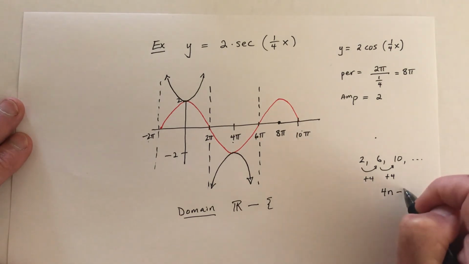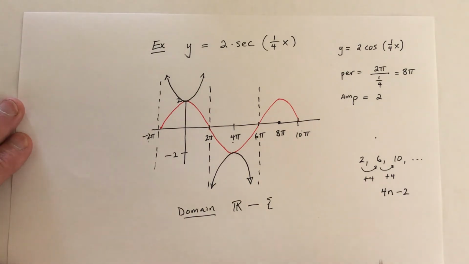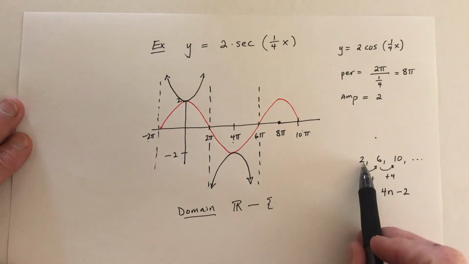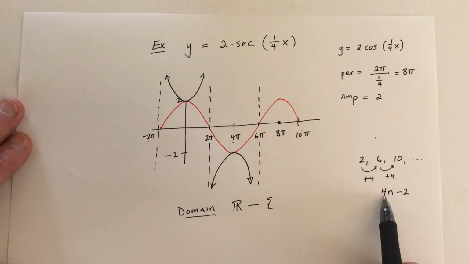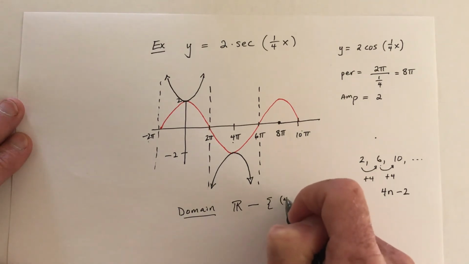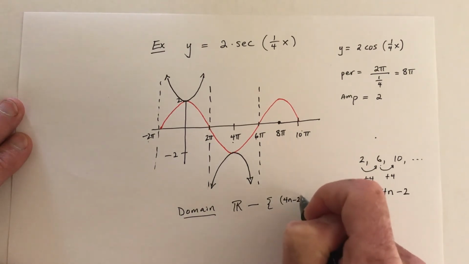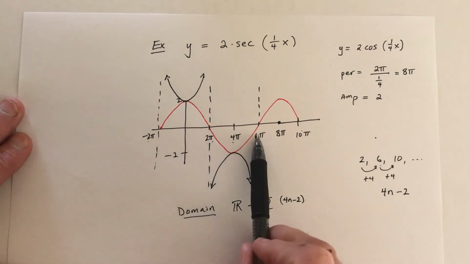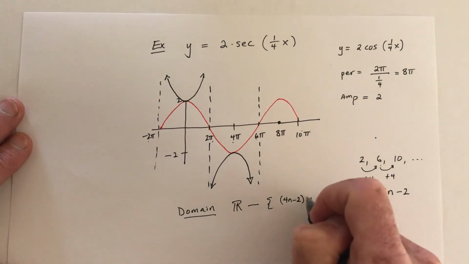So what if I subtract 2? So if I substitute a 1, it works right there. If I put a 2 in here, that would be 8 minus 2 is 6. If I put a 3, that would be 12 minus 2. Ah, I finally got it. It's 4n minus 2. And then all of these were times pi, so then times pi.